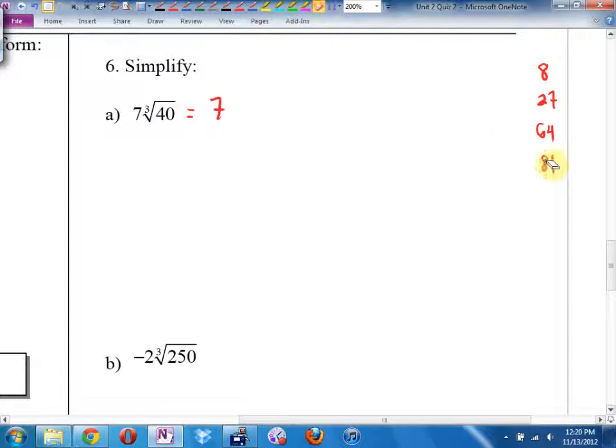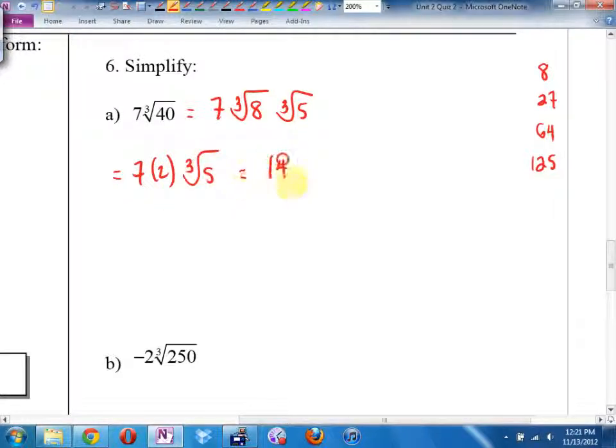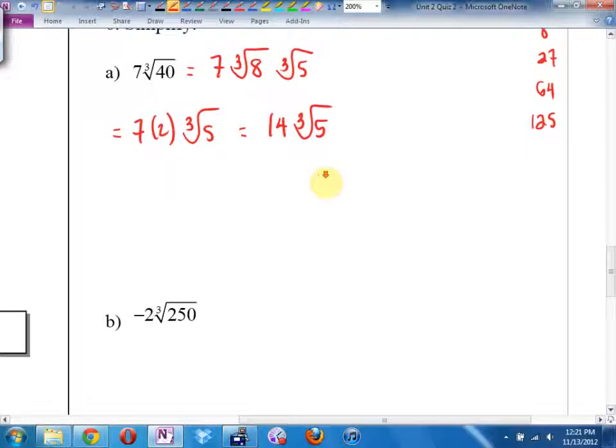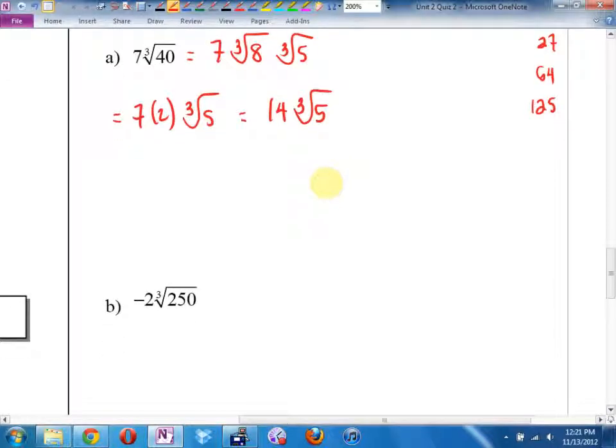81 is not a perfect cube, Mr. Dewick. 125 is a perfect cube. Nice try. I can write this as cube root 8, cube root 5, which is still cube root 40. I can write this as 7 times 2, cube root 5. I can write this as 14, cube root 5. Half mark for the 14, half mark for the cube root 5.